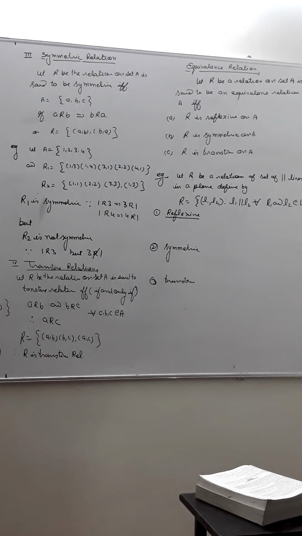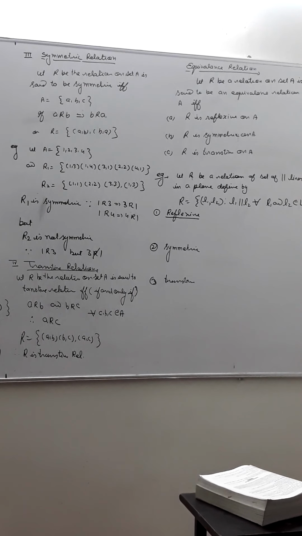If 1 is related to 2 and 2 is related to 3, then it is necessary that there is a relation between 1 and 3, that is A and C. If A is related to B and B is related to C, therefore A is also related to C. Therefore R is known as a transitive relation.